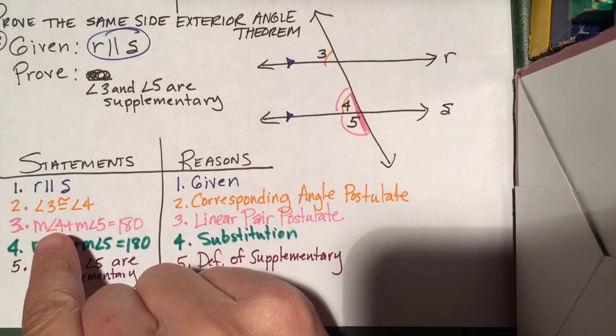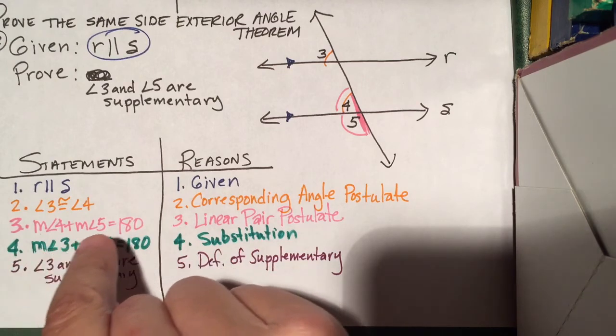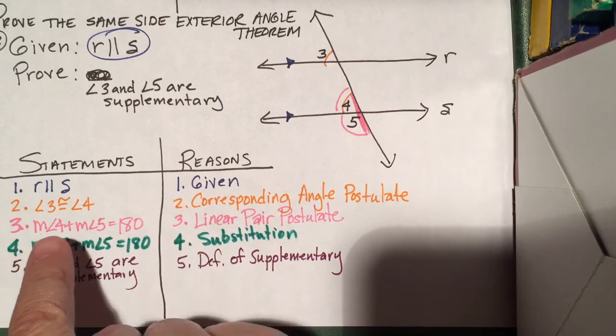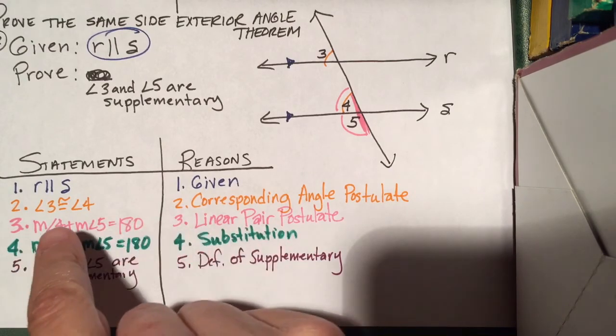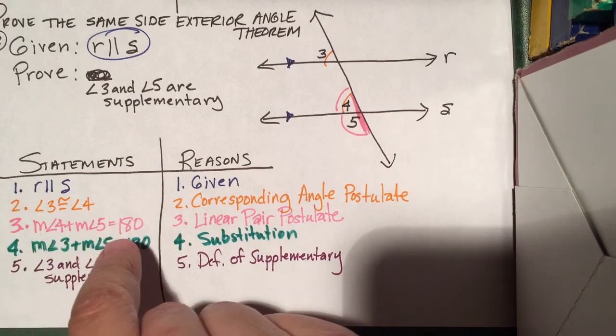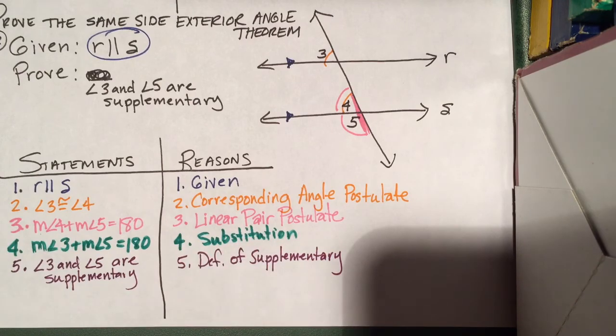Some people will make you actually write angle 4 and angle 5 are a linear pair by definition of linear pair. Then they'll make you write angle 4 and angle 5 are supplementary by linear pair postulate. Then they'll do measure of angle 4 plus measure of angle 5 equals 180 by definition of supplementary. I'm not going to make you do all those steps. Our goal here for our class is to teach you the logic that surrounds each one of these proofs by using as few steps as possible, but actually making you still put enough information there that you're justifying.